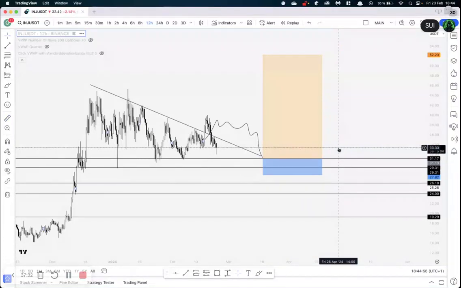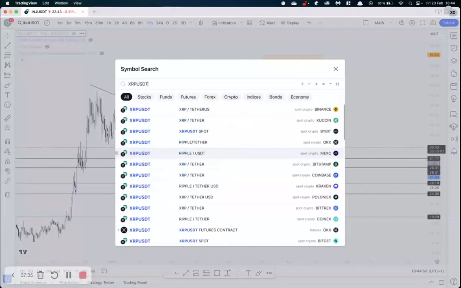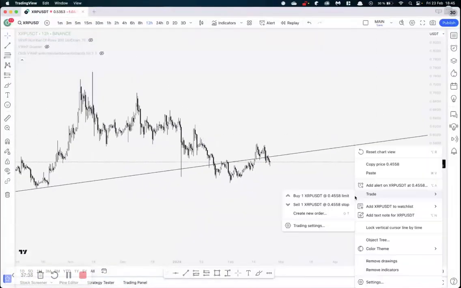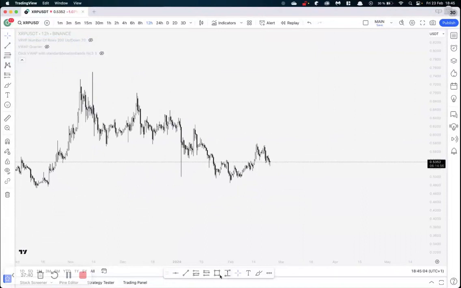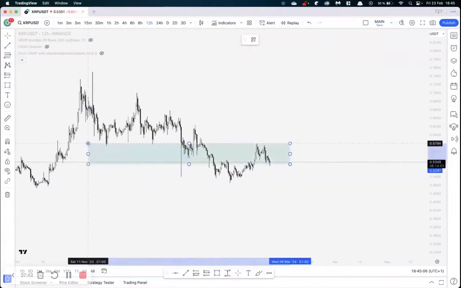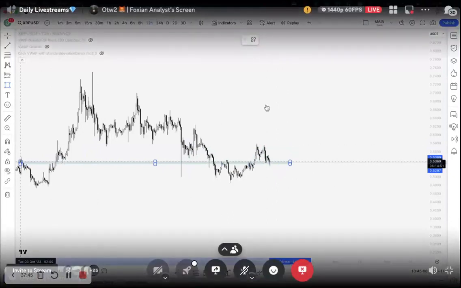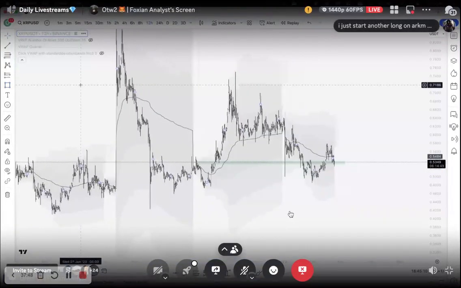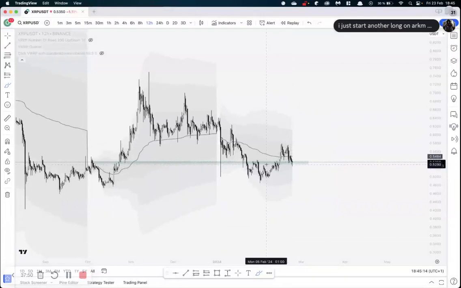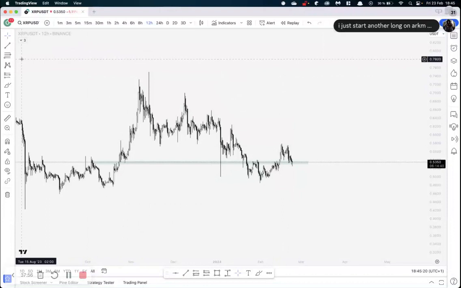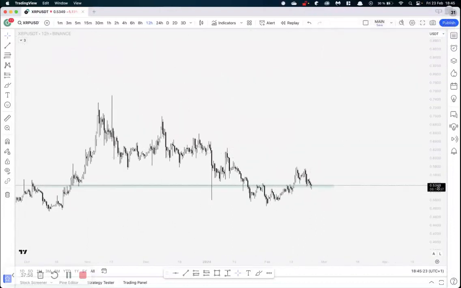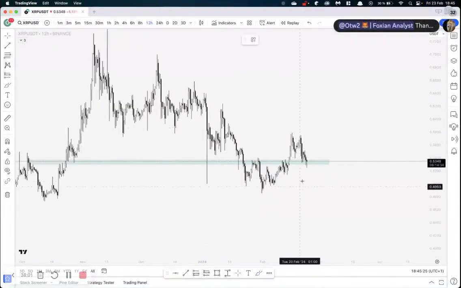I'd like your view on XRP. I wouldn't trade XRP, but I have entered a small long on XRP, based off this over here with this standard deviation band down there. Very small, because XRP is awful to trade. But if you want to, you can enter long as well. But yeah, XRP is very difficult to trade, so I would probably stay away.